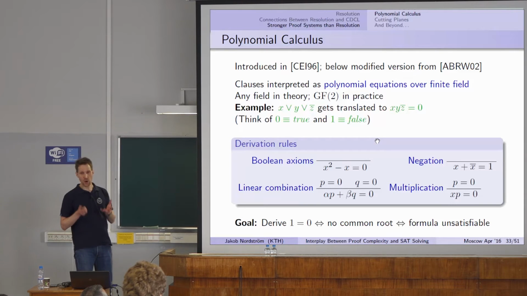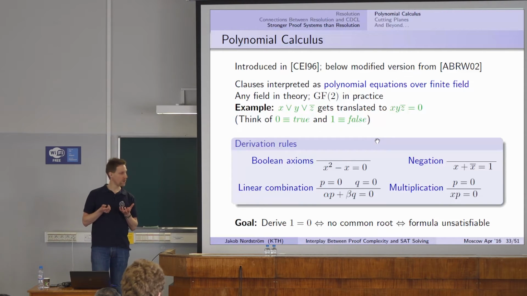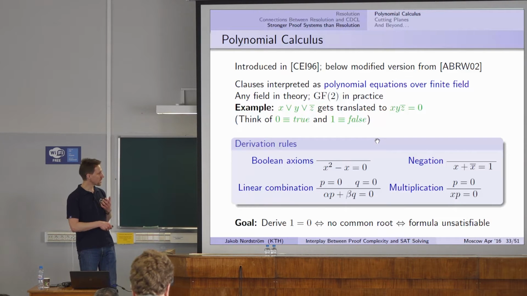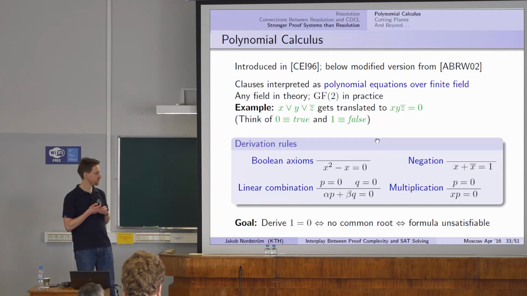Okay? And now showing that a CNF formula is unsatisfiable is the same thing as deriving that 1 equals 0 in this field. Okay? And this is an if and only if.